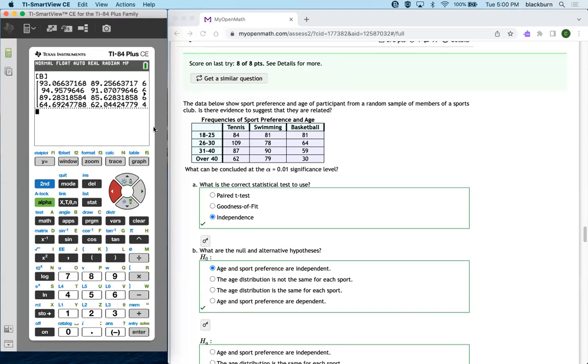So the over 40 crowd, we expected 65% to be involved in tennis, 62% is way under 79 for swimming. And then we expected 44% to play basketball, and only 30% did. So they're far off. Alrighty, so the calculator calculates that for you, thankfully.